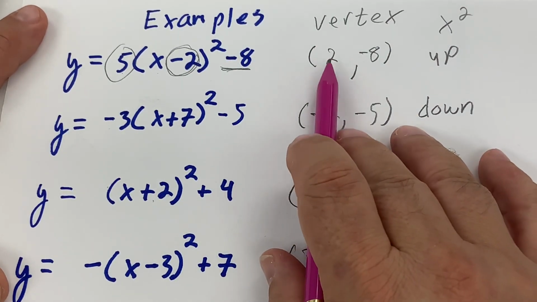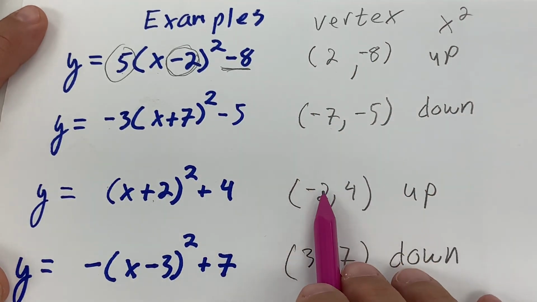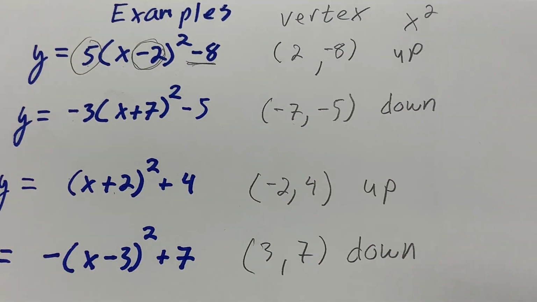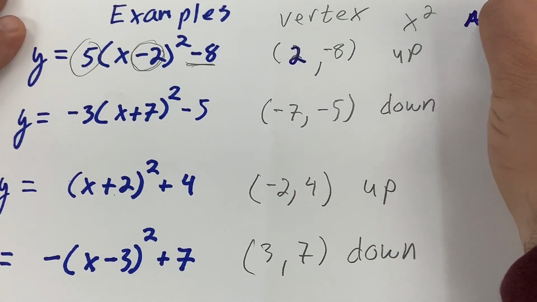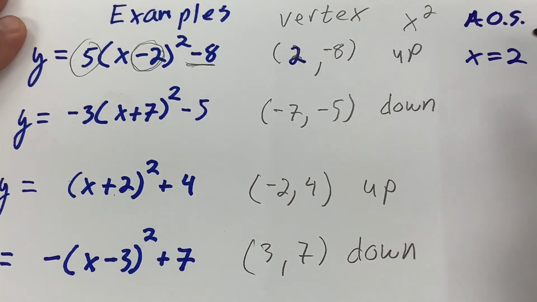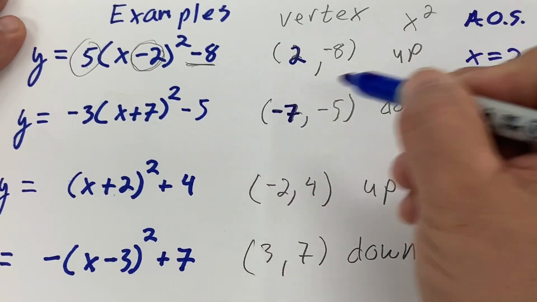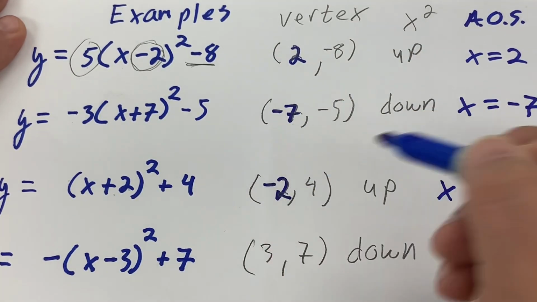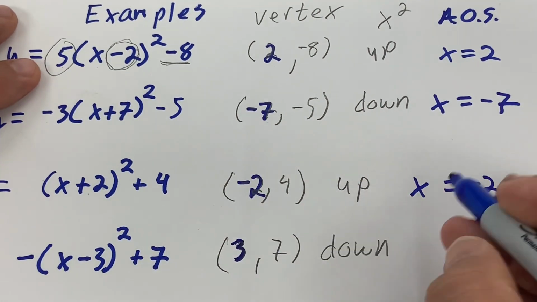The axis of symmetry is just this number, x value. Just this number, x value. So the axis of symmetry for each of these, I look at the vertex number, x value of 2. So the AOS, or the axis of symmetry, is going to be x equals 2. The AOS is going to be x equals -7. The AOS is going to be x equals -2. The AOS is going to be x equals 3.